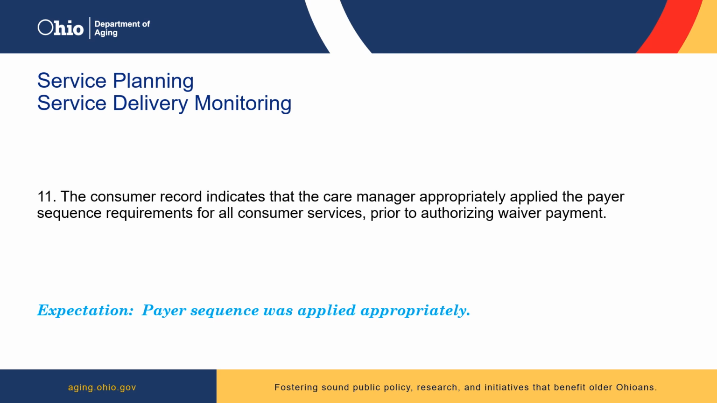Appropriate payer sequence is as follows: commercial insurance, Medicare, Medicaid state plan, and then Medicaid waiver. The consumer does not have the ability to alter the payer sequence. If the provider of choice does not accept the available payer source, such as Medicaid state plan, the case manager may utilize waiver funding.